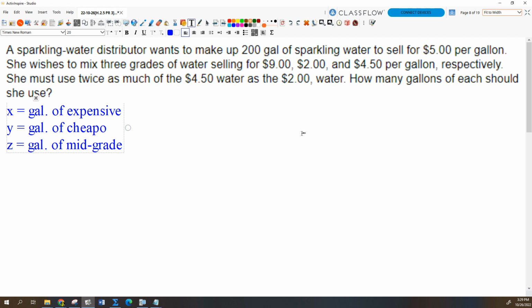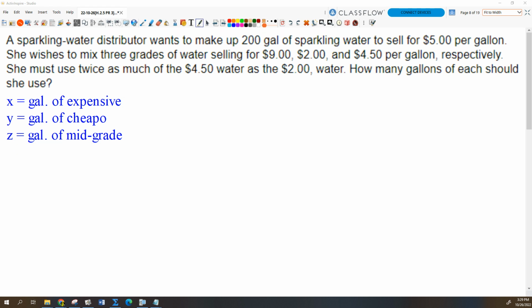So now we've got to come up with some equations here. Can anybody see an equation popping out? We need 200 gallons of water. Yep. I agree with that. So what's that give us then?